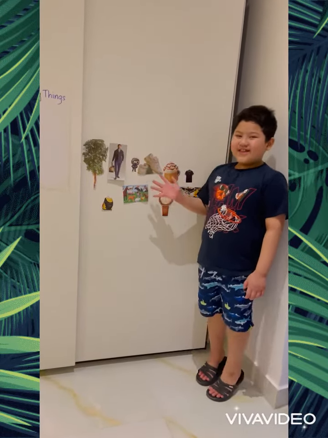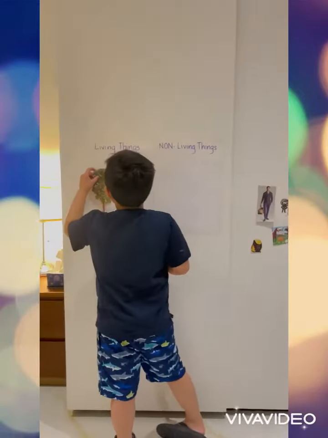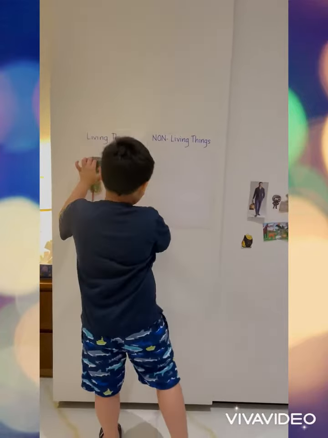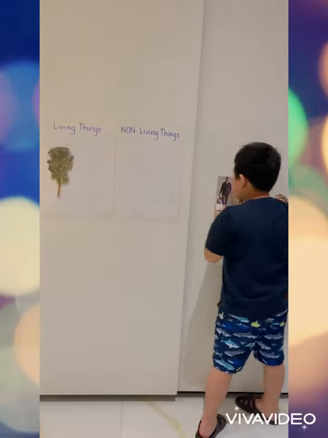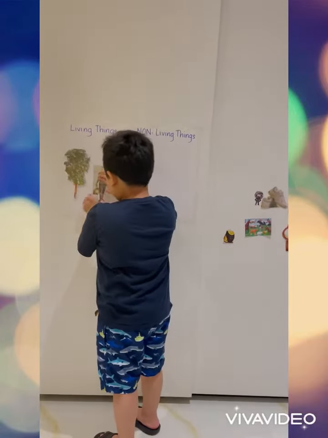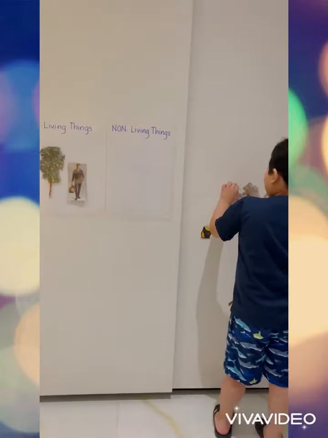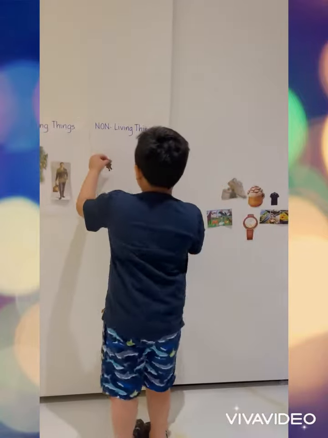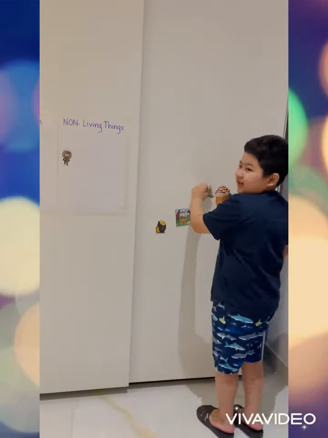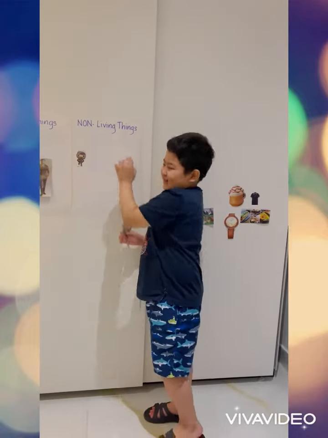and non-living things. This tree belongs to living things. And this one belongs to living things. And this toy belongs to non-living things. And this shoe belongs to non-living things.